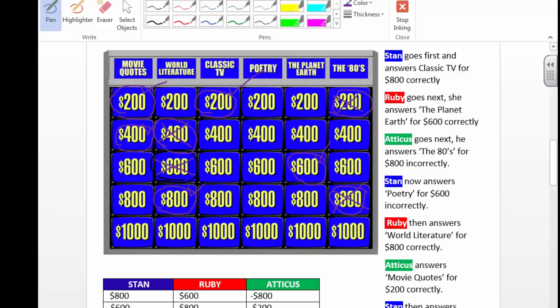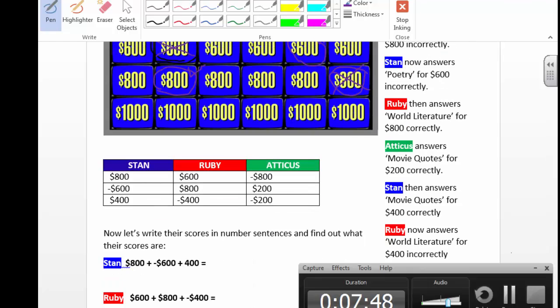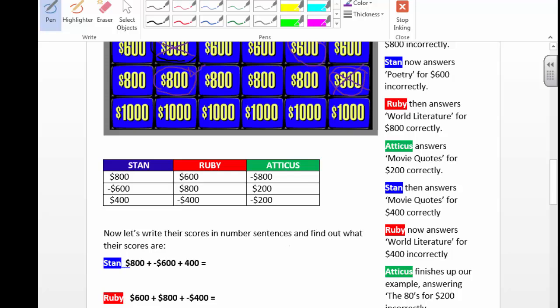All right, let's see how our contestants are doing so far. Okay, so let's take this information that we've collected and let's put it in a table. Now, we know that Stan has answered the first question for $800 correctly, so we wrote it as a positive number. The next answer that he finished, he answered it incorrectly, so we're going to put a minus $600 here. And Stan's final answer, he answered correctly, and he gets a positive $400.